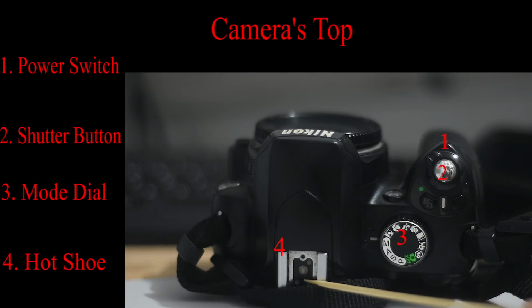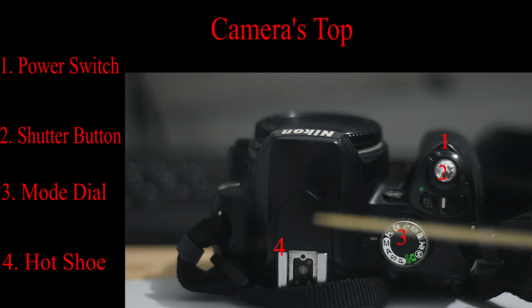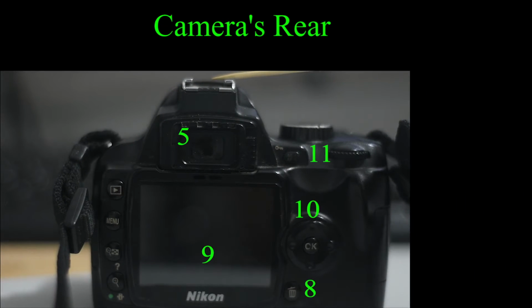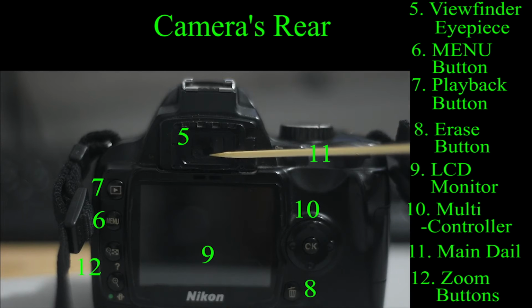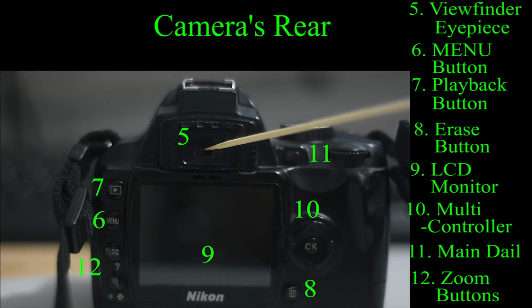This is the hot shoe. This is a terminal for attaching large external flash units. This is the rear, the back. This is the viewfinder eyepiece. You look through this eyepiece to view the image you want to capture. The camera settings can also be displayed in the viewfinder in addition to the image.